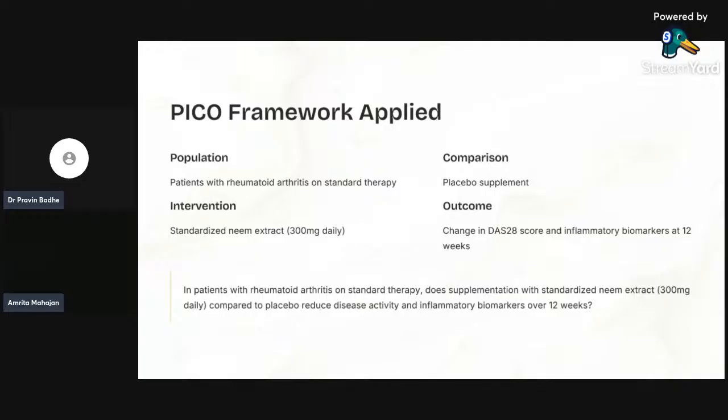Here the population is the patients diagnosed with rheumatoid arthritis on standard therapy. The comparison is done with a placebo supplement. The intervention is the standardized neem extract, 300 mg daily. The outcome is the change in the disease activity score and inflammatory biomarkers at 12 weeks in patients with rheumatoid arthritis. So this will help you find the main cause, the population, the intervention, and what exactly they are trying to prove to you.